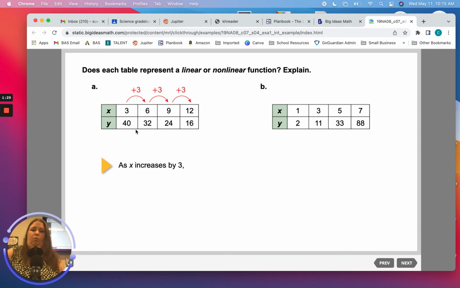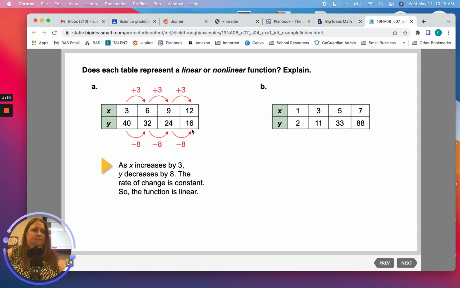So now let's look at the Y. What changes between 40 and 32? It goes down 8. Down 8, 32 to 24. Down 8. So it is also a constant rate. Okay, so this would be considered a linear function because it does change at a constant rate. Each point changes the same. Even though the x's are plus 3s and the y's are minus 8s, it's still considered a constant rate of change.